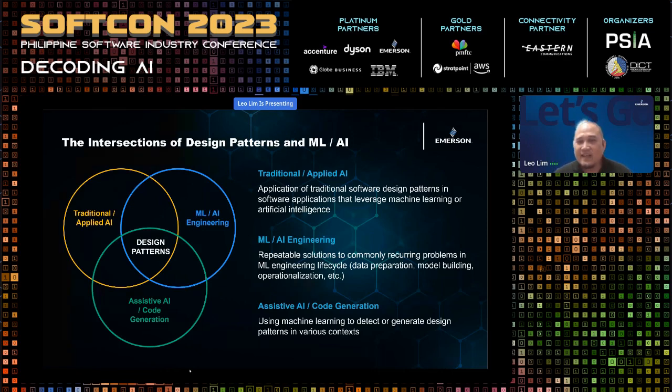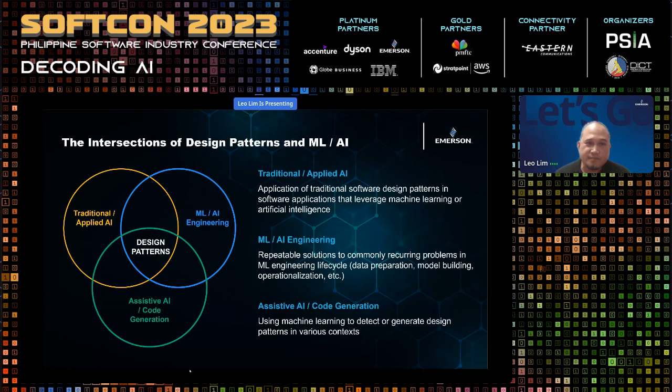And then lastly, like I mentioned just before this section, it's really leveraging the assistive AI, generative AI, if you will, to do code generation. And that's using machine learning to either detect the design patterns in your existing code base, or generating design patterns in various contexts. So maybe in your test procedure, maybe in your main source code, right?